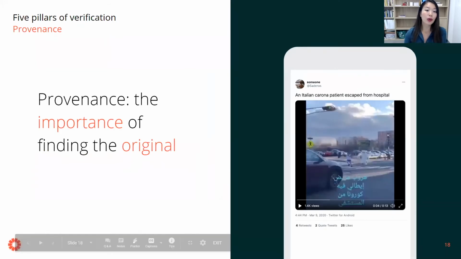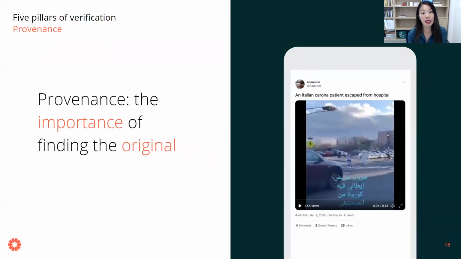Okay, so when we talk about provenance, it is the importance of finding the original, because if you're not looking at the original, you might be verifying something that's totally out of context. On the other hand, if you do find the original and it's from like 5 years ago, then it's probably being shared misleadingly in the current context, right?